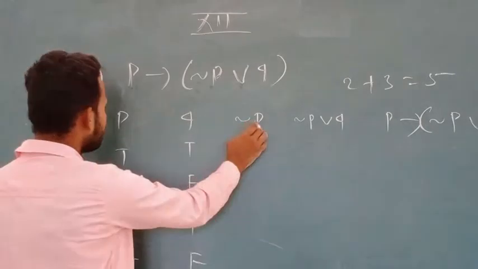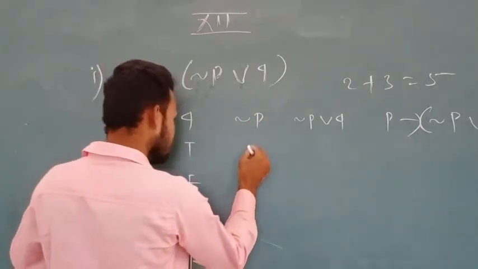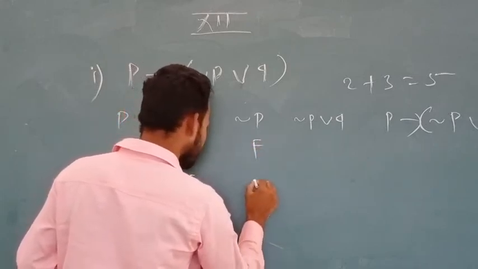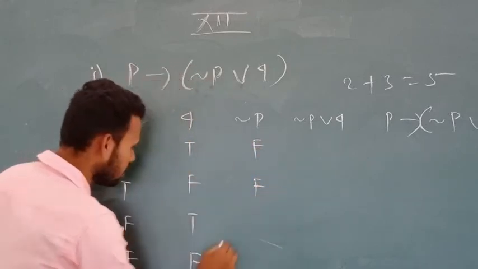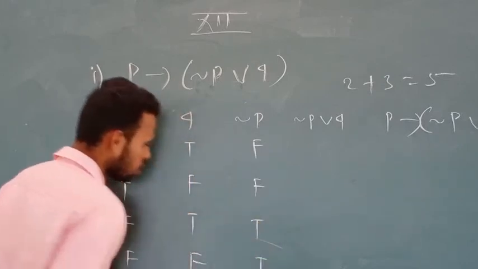Now next negation of P. Negation of P is just the opposite. The value of negation of T is F. Then next, negation of T is F. Then next negation of F comes T, and negation of F also again comes T.